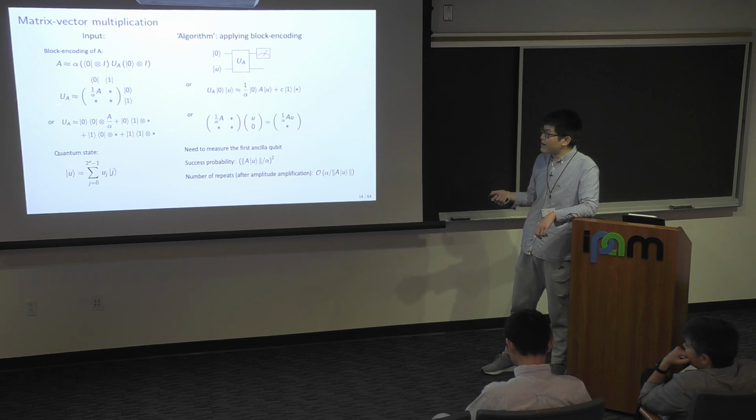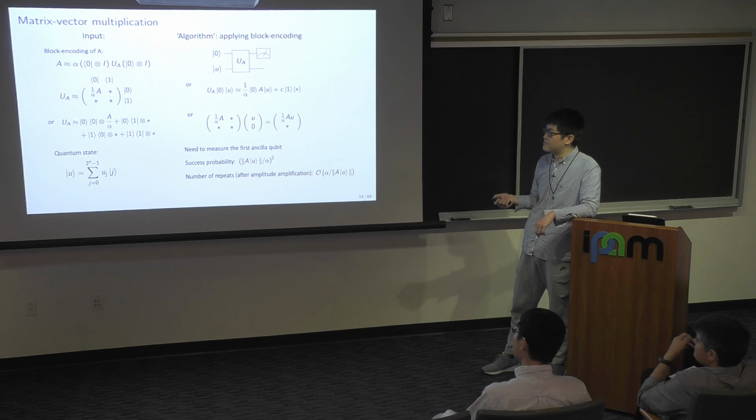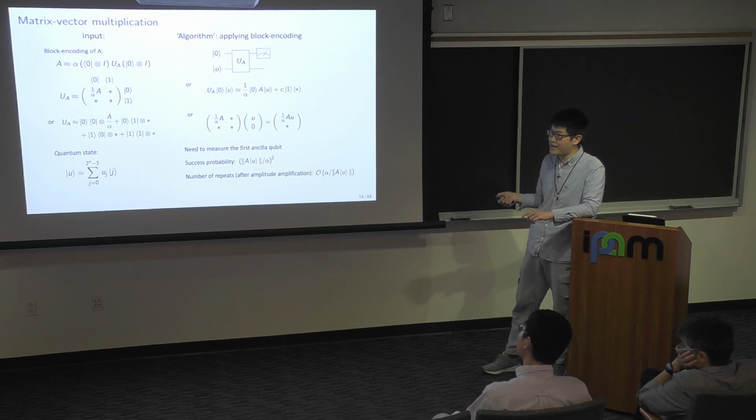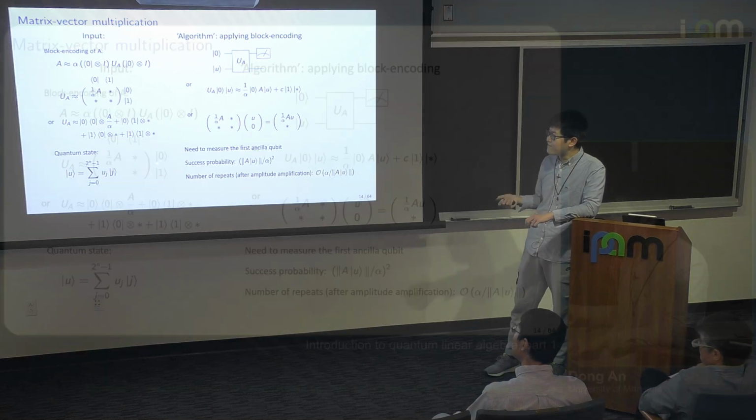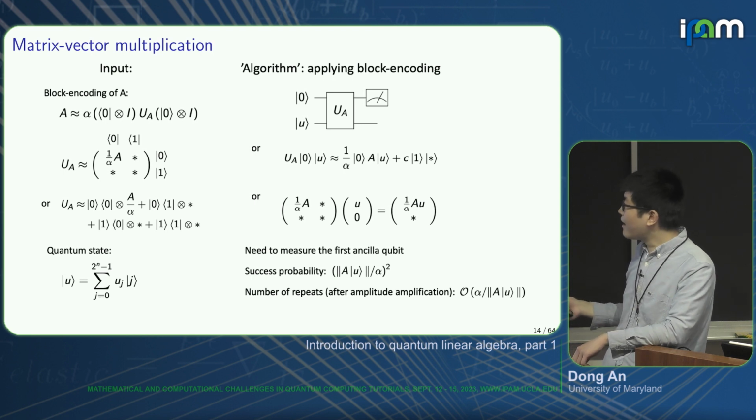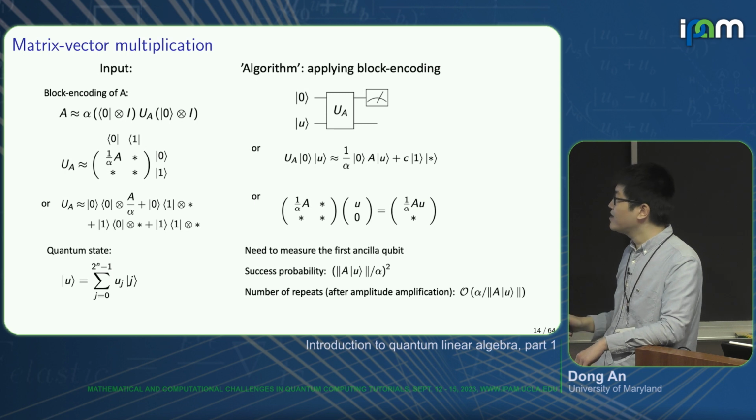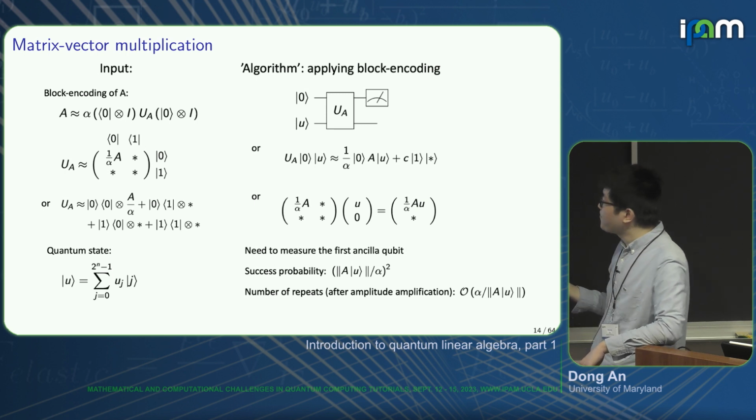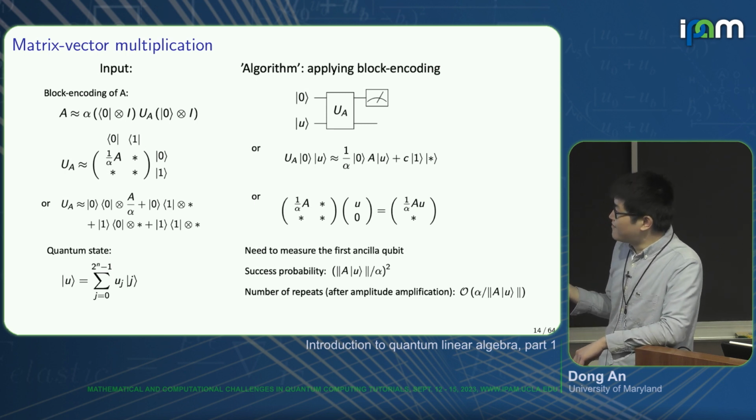And we can also write it down in this kind of tensor product form. That is, if we have |0><0|, then this corresponds to the block A over alpha. And for the 3 other blocks, we don't really care about those. So these are 3 equivalent languages for the block encoding. And we have a quantum state, which can be viewed as a 2 to the n-dimensional vector. Then the algorithm of matrix vector multiplication is that we apply the block encoding. So this is the quantum circuit for this algorithm.